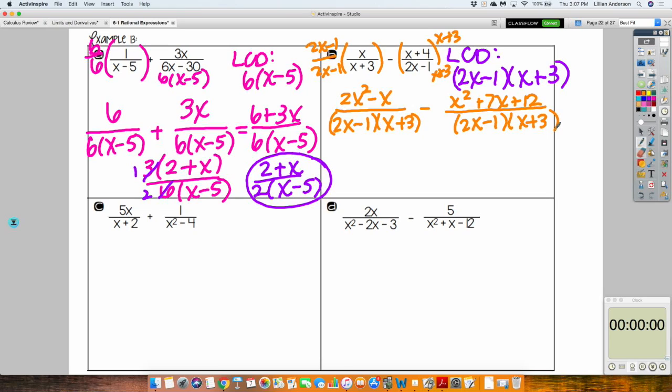So when you multiply x plus 4 times x plus 3, you get x squared plus 7x plus 12. And now that I have a common denominator, I can take the first numerator and subtract it from the second numerator. So that's going to be 2x squared minus x. I'm showing every step in this tiny little box because I don't want to lose anybody.